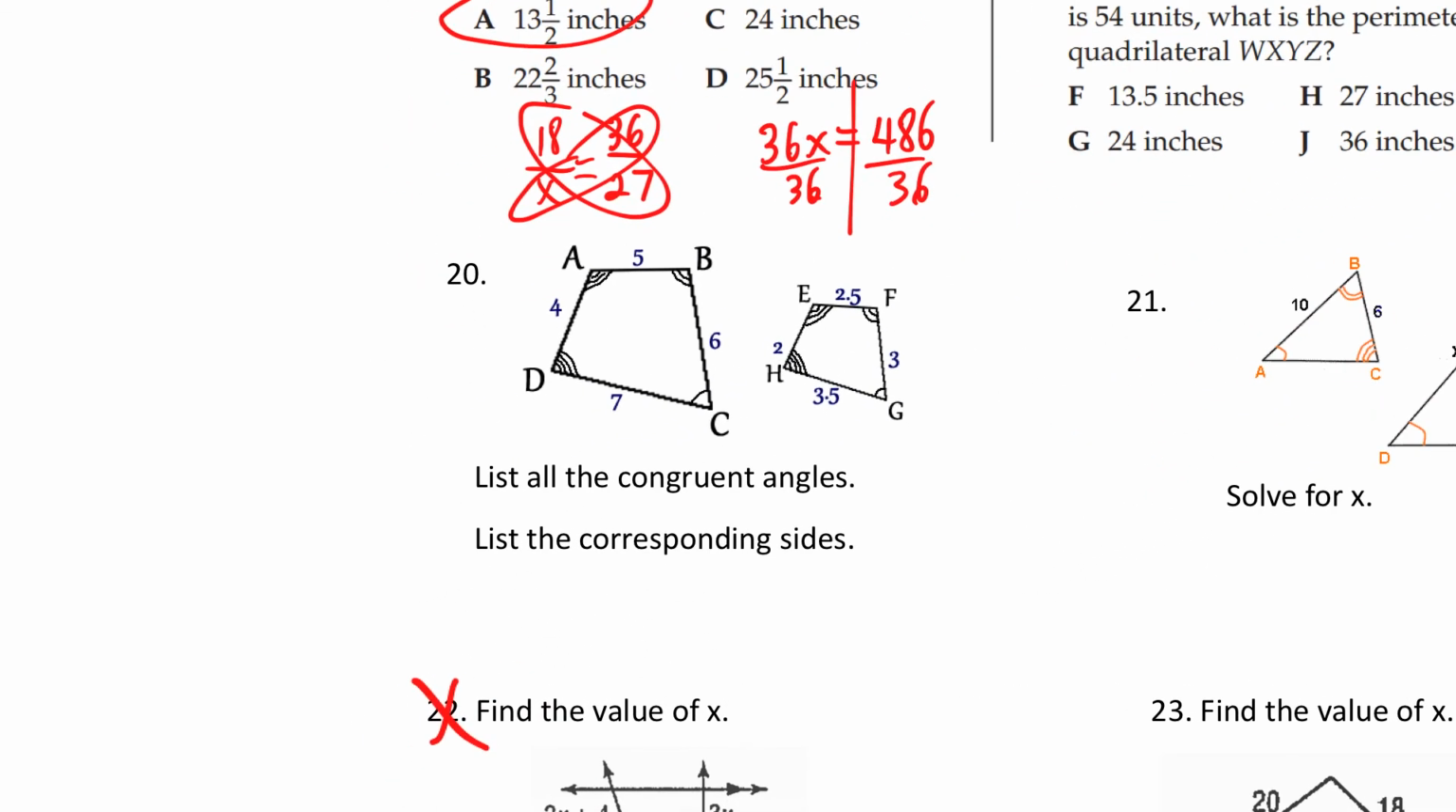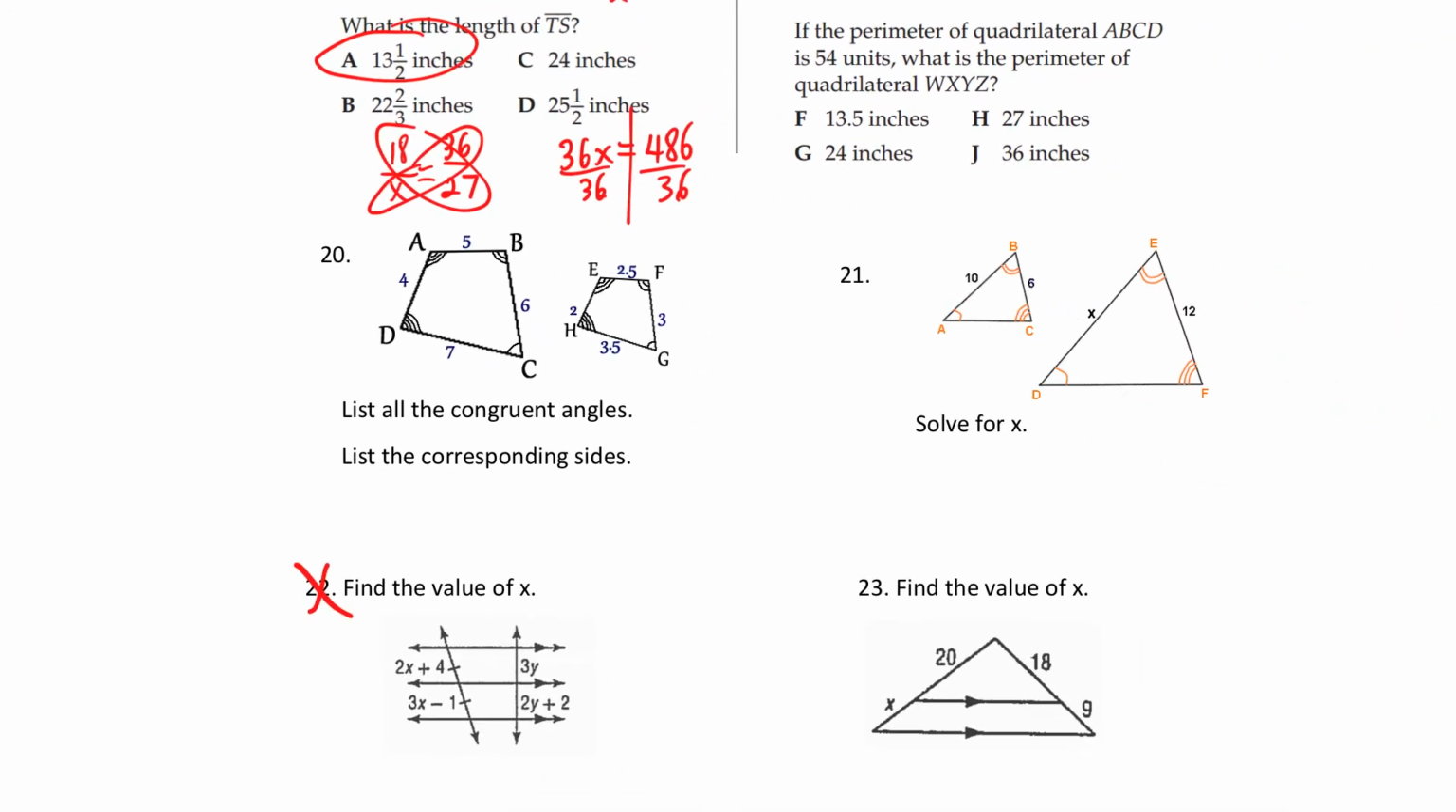Okay, so on number 20, all the congruent angles. So angle A is congruent to E, D is congruent to H, C is to G, B is to F. That's easy to see. And then corresponding sides, so like AD goes to EH, AB goes to EF. That should be pretty simple.